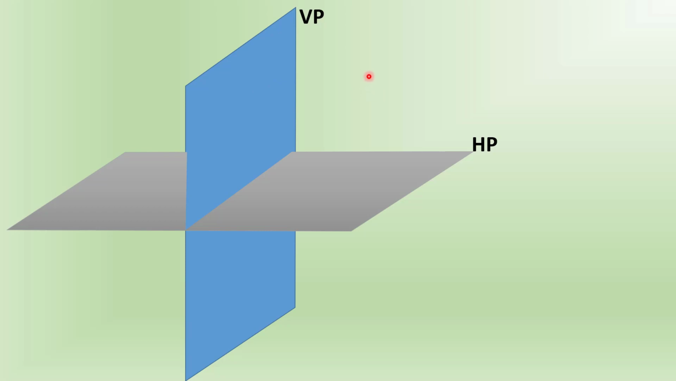Similarly, if you want to get the image of that object on the horizontal plane, you need to observe the object from the top. So when you look from the top, you will get the image on the horizontal plane. Similarly, if you look from the front, you will get the image on the vertical plane.